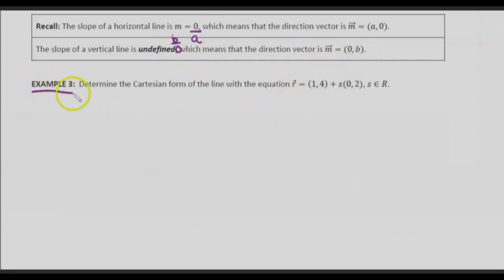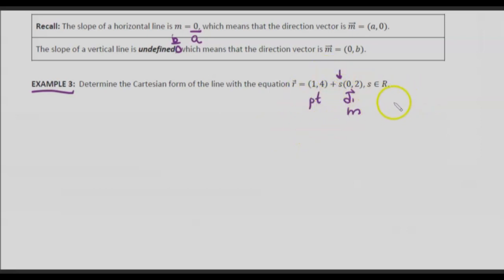So example 3, determine the Cartesian form of the line with this equation here. Okay, so this is the vector form of an equation. The bracket with the numbers in it beside the parameter is always going to be the direction vector, which is the slope. And now this is going to be our point.